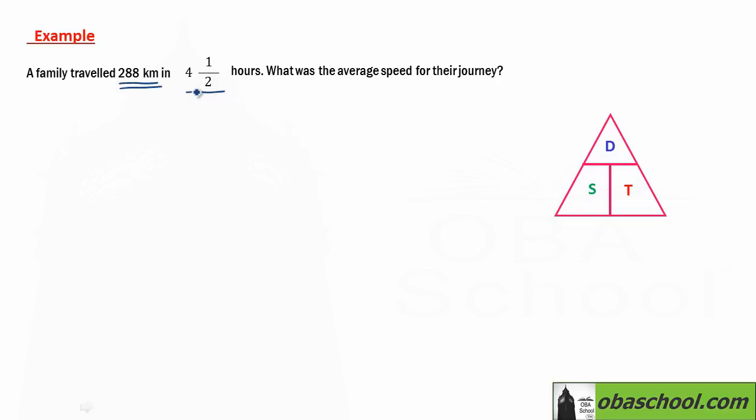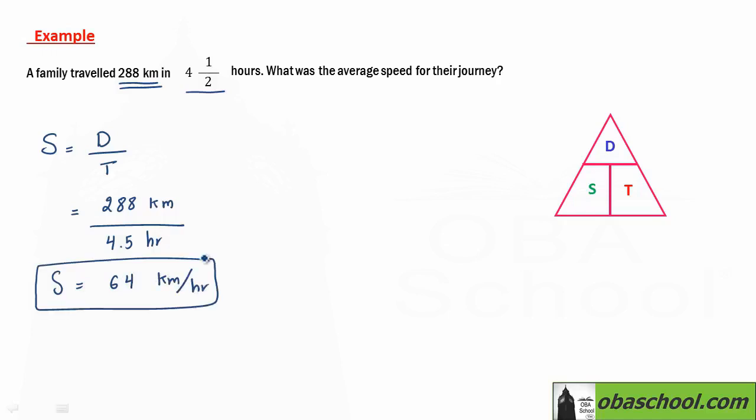Recall that to find the speed, we first write down the formula triangle as shown to the right, and we cover the speed, where it is equal to distance over time. So we substitute distance and time: the distance is 288 kilometers. We divide this by time, which is 4.5 hours. This is equal to 64 kilometers per hour. Thus the average speed for the family's journey is 64 kilometers per hour.